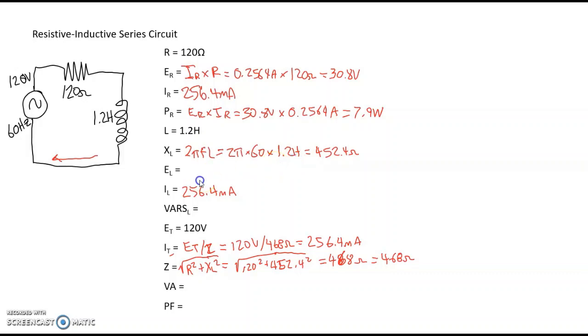We can use the same concept to calculate the voltage across the inductor, again using Ohm's law. That's the current through the inductor times the inductive reactance, equals 0.2564 amps times the inductive reactance, which is 452.4 ohms, and that gives us 116 volts.